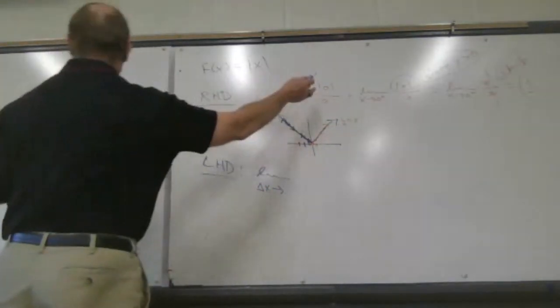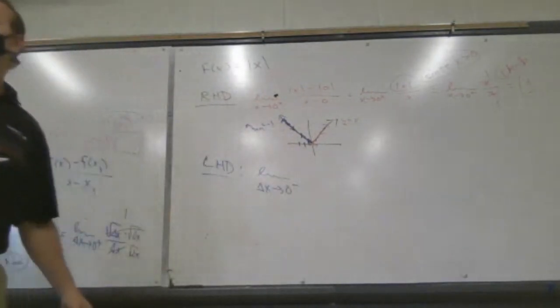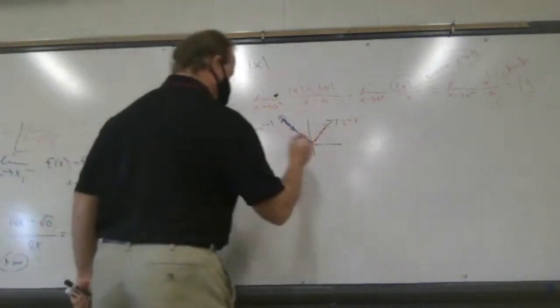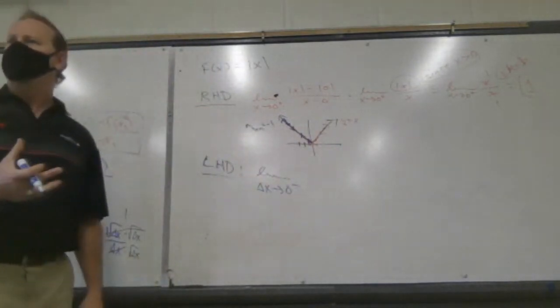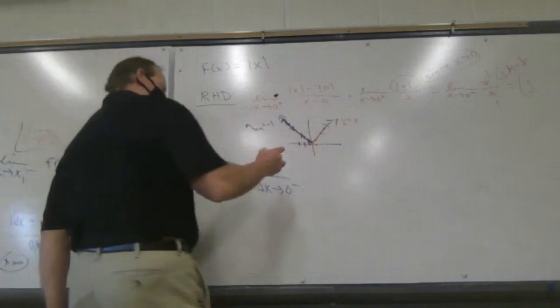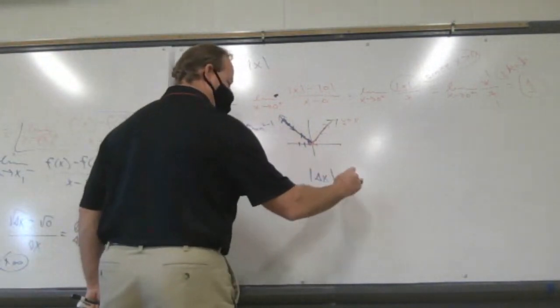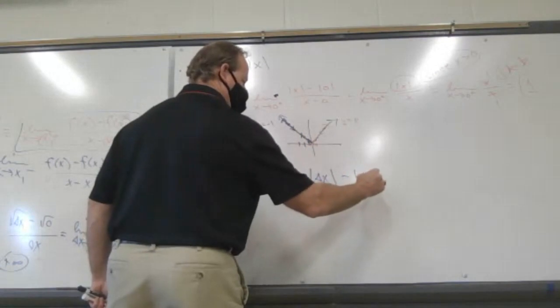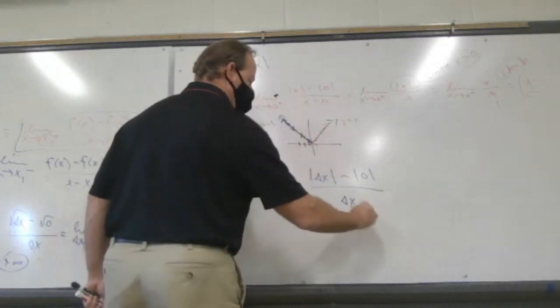You didn't realize that looks pretty when you do it right. So let's just say you took the limit as delta x approaches 0 from the left. What is it? It's f of x1 plus delta x. x1 is 0, so it's f of delta x, which is the absolute value of delta x, right? Minus f of x1, which is the absolute value of 0, all over delta x.